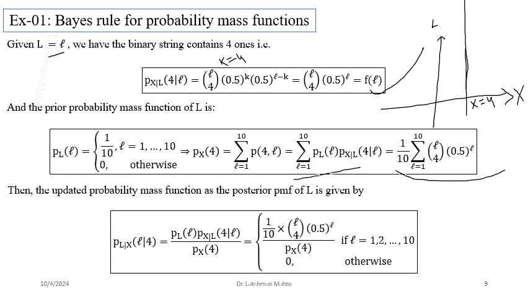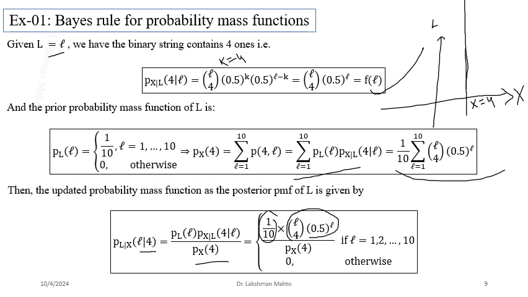Now we are trying to update the probability of L given X equal to 4. So how will we compute this? Prior probability of L times the likelihood of observing 4, under the uniform prior of L, divided by the evidence of observing 4. So put all these here. The prior is 1 by 10. This one is the likelihood of observing 4. What would that be? L choose 4.